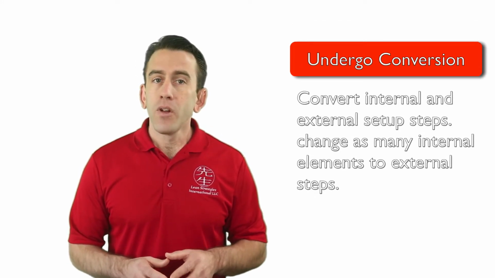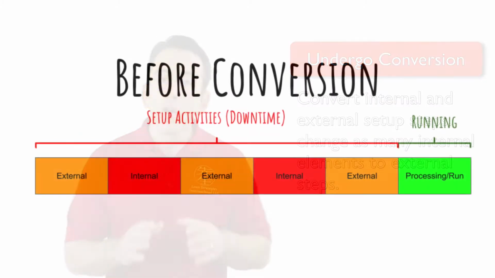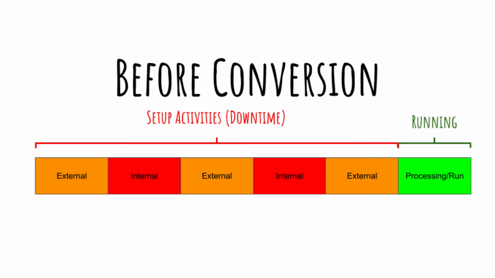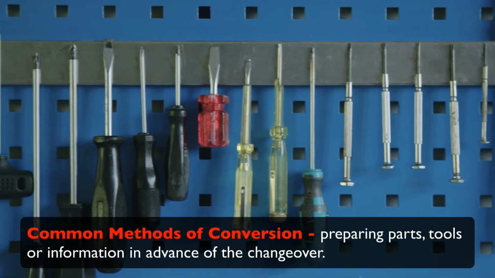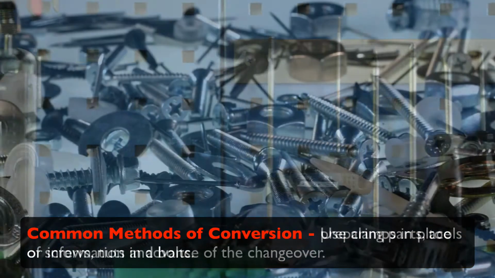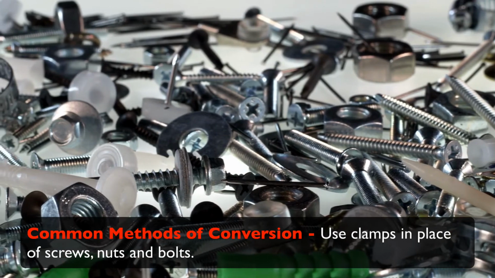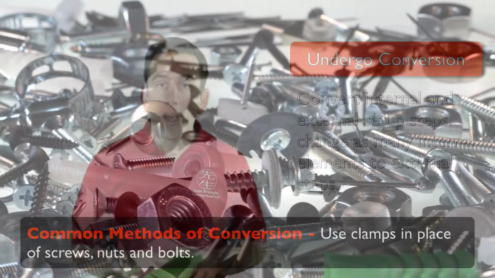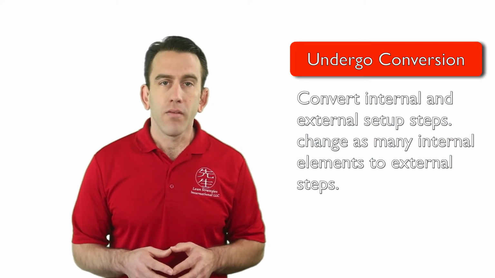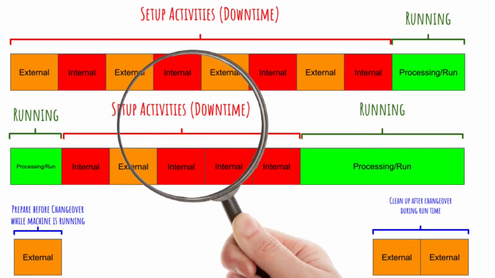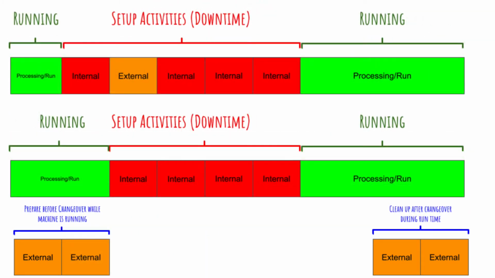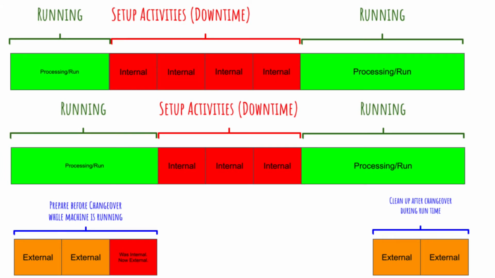After differentiating steps, we move on to undergo conversion. Now we are ready to convert internal and external setup steps. The objective here is to change as many internal elements to external steps. Some common improvements for conversion are preparing parts, tools, or information in advance of your changeover. You may also want to look for opportunities to use clamps in place of screws and bolts or minimizing the need for test runs and any adjustments associated with the activity. This generally involves 3 key activities: moving forward with your initial conversion, re-examining your operations and converting any other steps that may have been wrongly assumed as an internal setup activity, and discovering ways to convert internal activities to external activities.